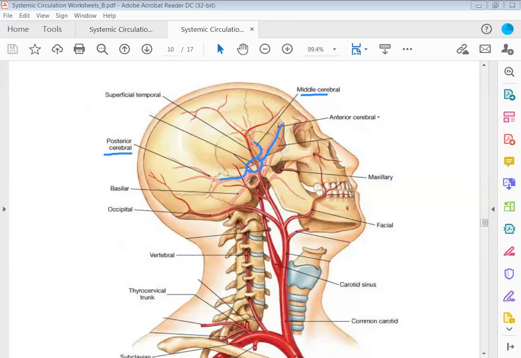Then you have this one here at the base of the brain. The one at the base of the brain right here, that's your basilar artery. And then, of course, this one coming off onto the occipital bone, this is going to be your occipital artery.